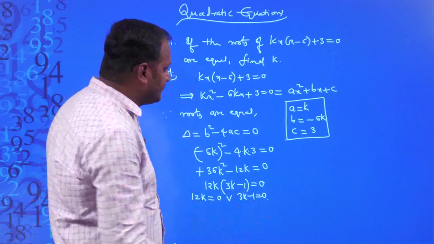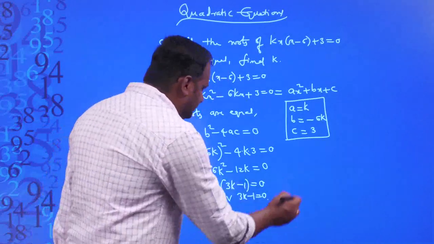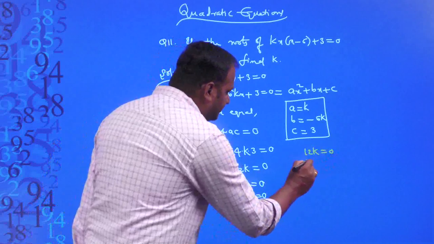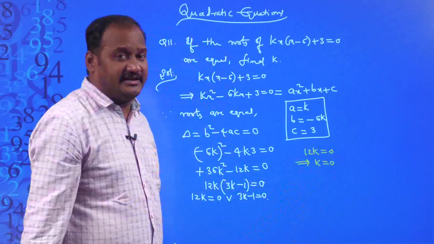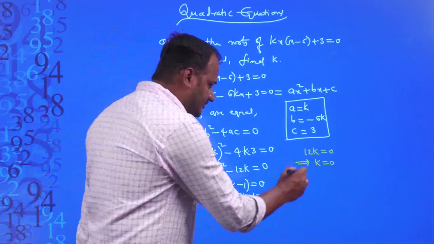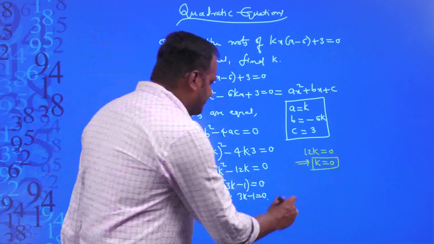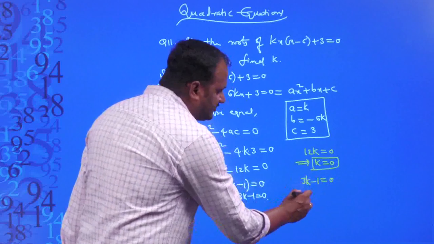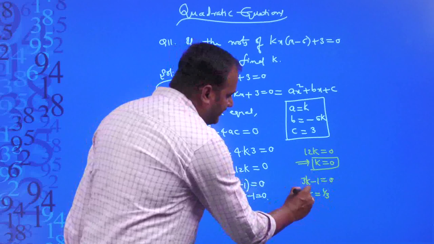Suppose 12k is equal to 0, then the value of k is going to be 0. When 12k is equal to 0, 12 into how much is equal to 0? So, the value of k is going to be 0. This is the first value of k, and for the second value of k, 3k minus 1 is equal to 0, then 3k is equal to 1, k is equal to 1 divided by 3.